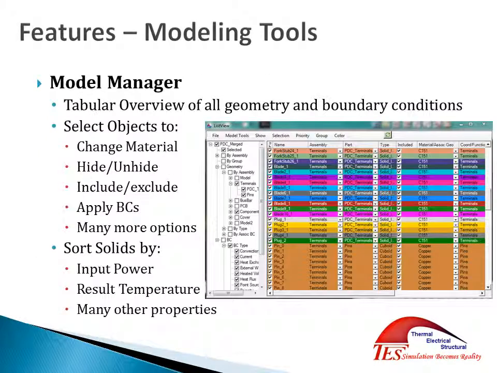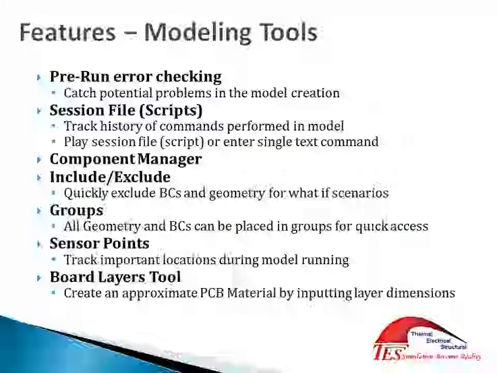One of our main tools, which we kind of get a look at indirectly later on, is the Model Manager. And this allows you to see everything in your model, and the boundary conditions and the solids. And then from that, we can actually go through and change the material of everything. You could hide or unhide something, apply boundary conditions to those solids, or just look at results and do some sorting by the power, sorting by the temperature, things like that.